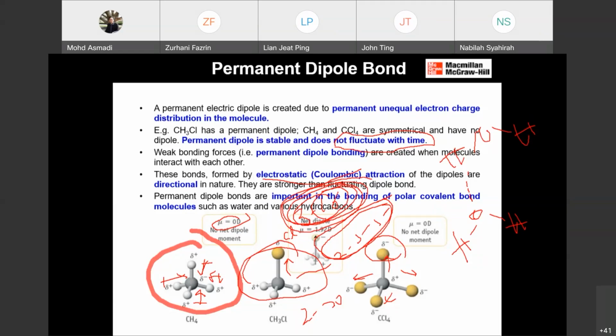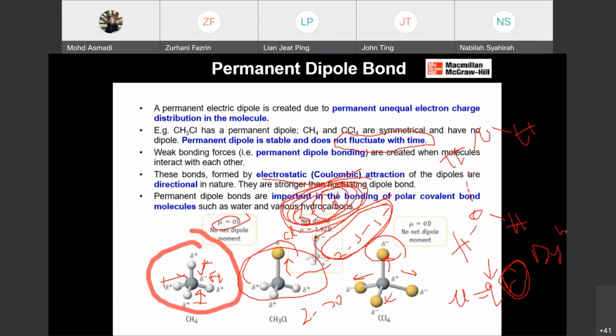Mu equal to QR, if I still remember. Equal to QR. Okay, but in this one, Q is the electronegativity and R is the radius. Okay, the radius. That's the dipole moment mu.